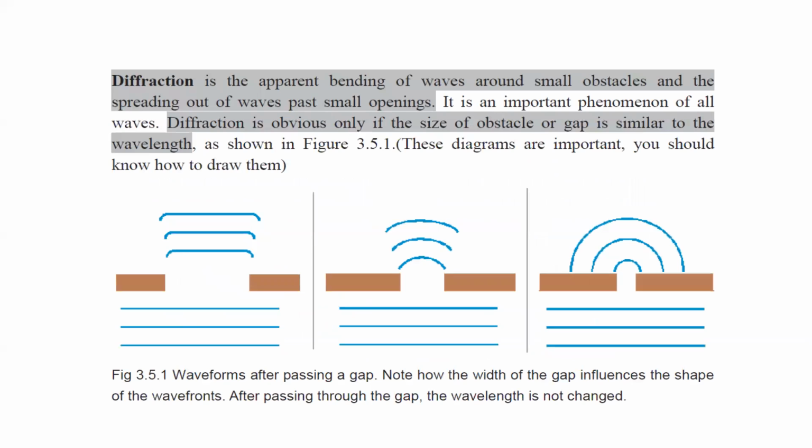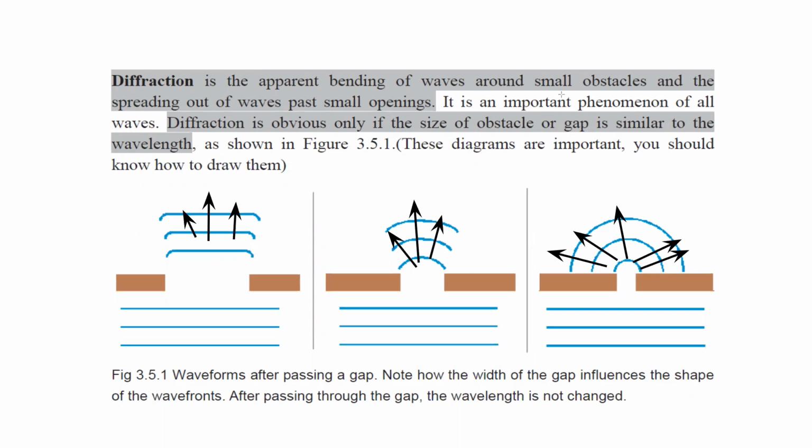So diffraction basically is an apparent bending of a wave when it is passing through an obstacle, or spreading of the wave when it is passing around a gap. In the first one, you can see the gap is much wider, so there is either no or very small diffraction. In the second one, the gap starts to reduce, so diffraction is increasing. In the third one, the gap size is smaller than or equal to the wavelength, then we'll observe maximum diffraction, or the wave will spread out in all directions.